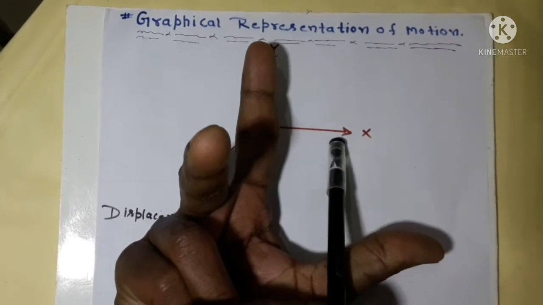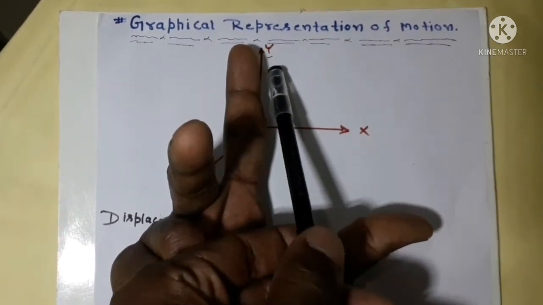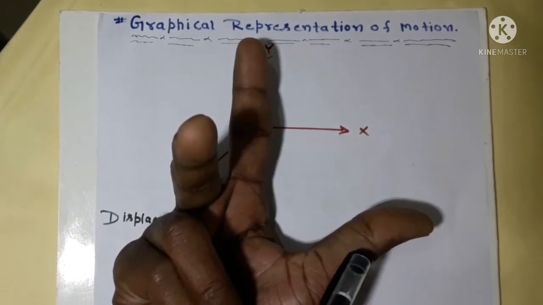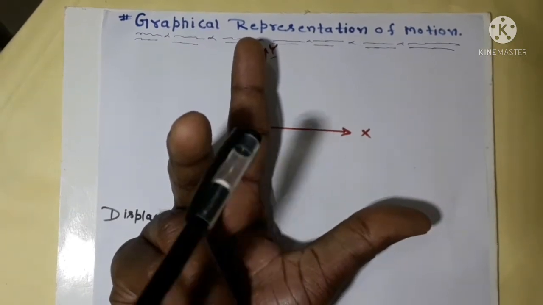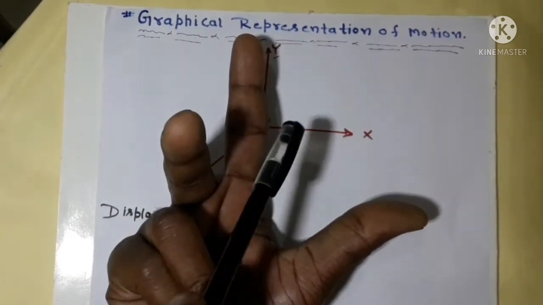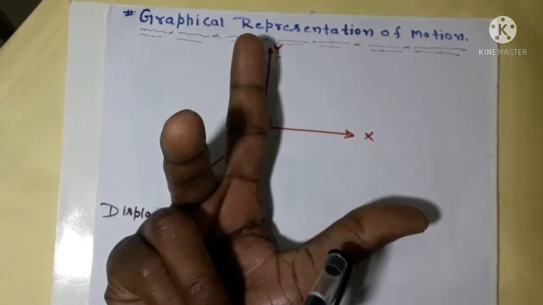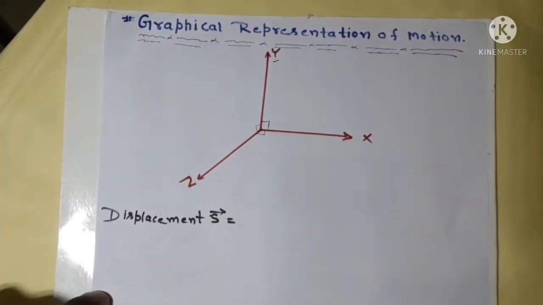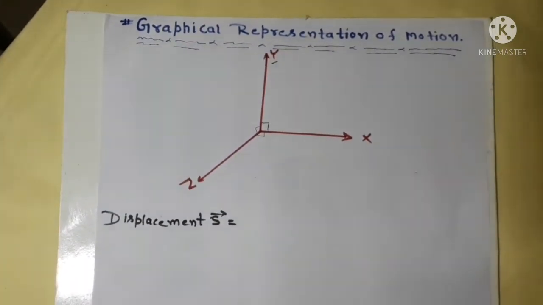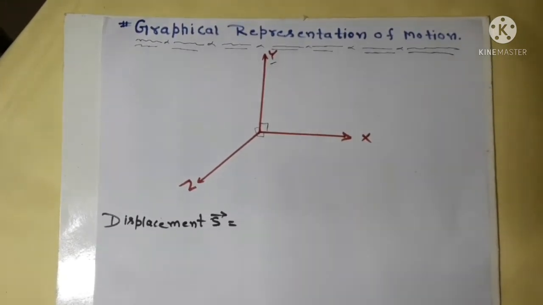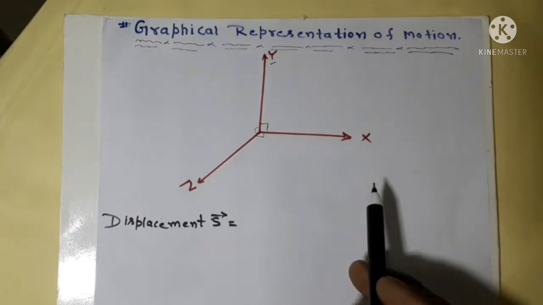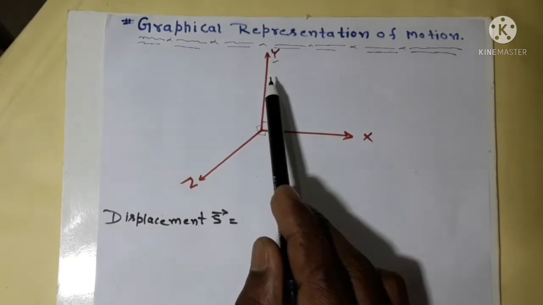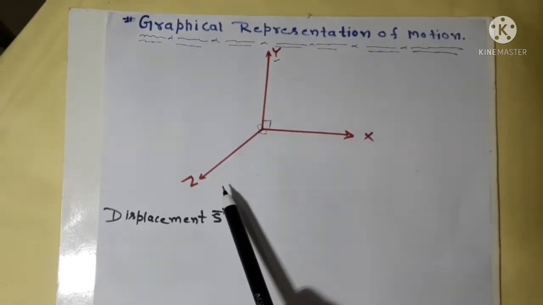Thumb represents x-axis and forefinger represents y-axis and this third finger represents z-axis. X-axis is perpendicular to y-axis and z-axis is perpendicular to y-axis and z-axis is perpendicular on x-axis. And notation in vector form: x-axis is denoted by I and y-axis is denoted by J and z-axis is denoted by K.